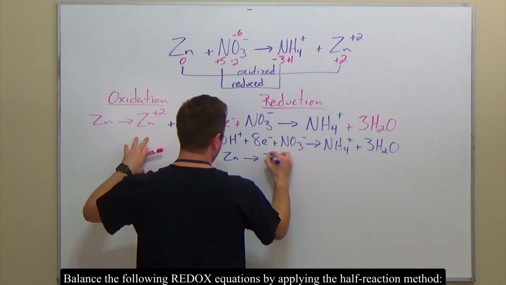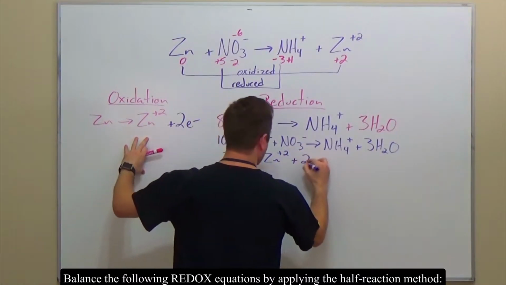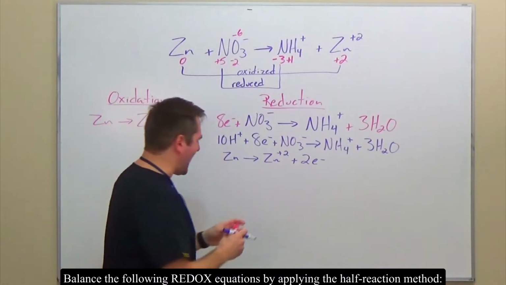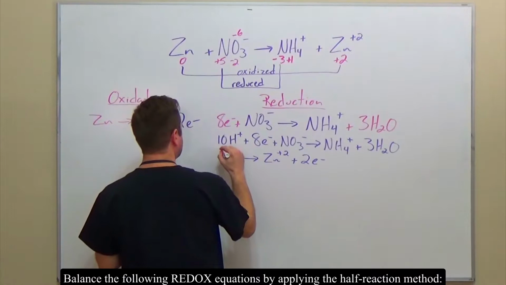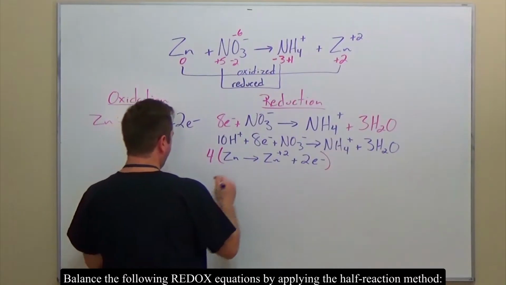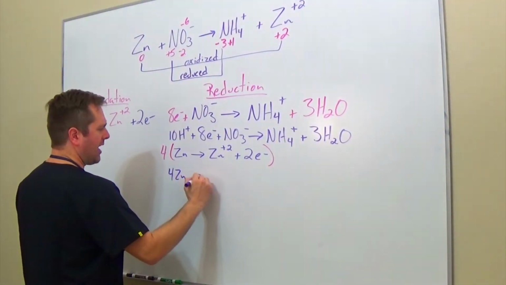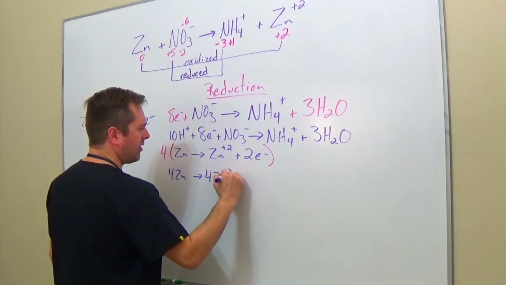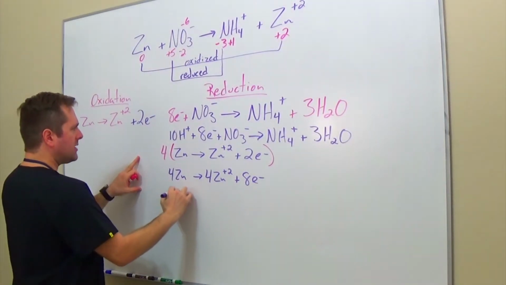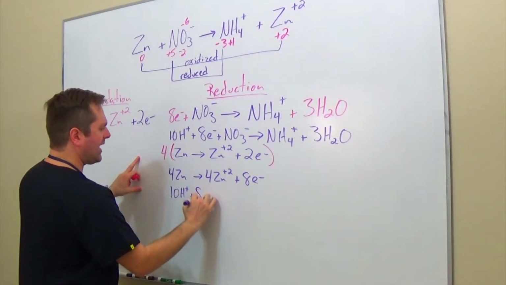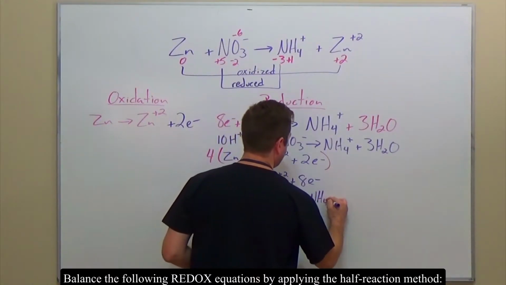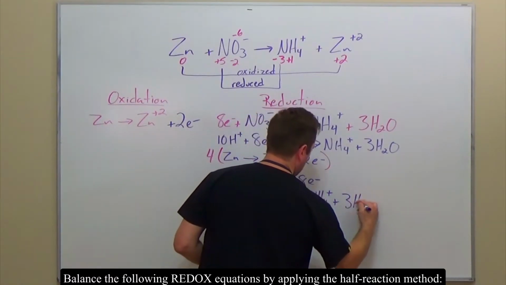Okay? Now, I'm just going to bring this reaction underneath here. Zinc to yield zinc 2+ and the 2 electrons. Now look at the electrons. We need a common multiple. We can easily turn 2 into 8. And the way that we'll distribute that is we need to multiply everything by 4. So we'll have 4 zinc, 4 zinc 2+ ions, and 8 electrons. And I'll go ahead and bring this one down as well: 10 hydrogen ions plus 8 electrons plus the nitrate to yield the ammonium ion and the 3 waters.